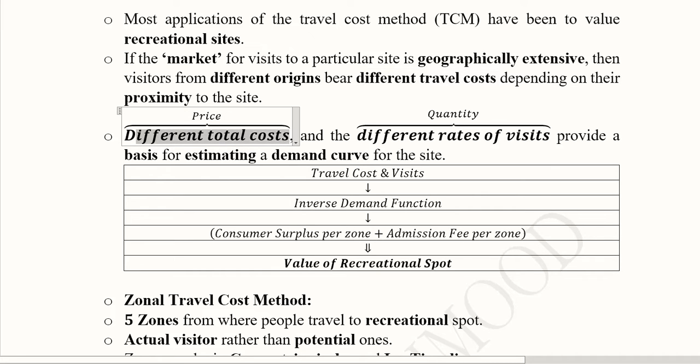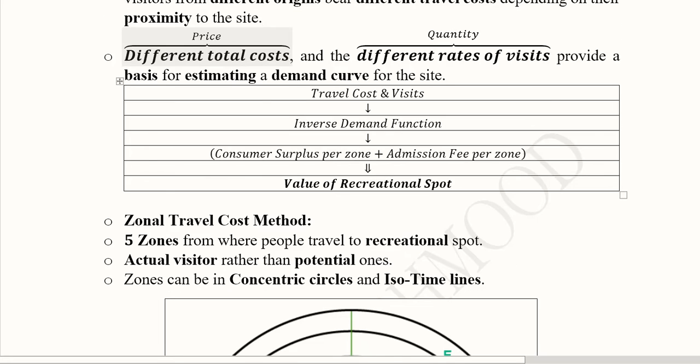There are different total costs, as we already understood, and they will give rise to different rates of visits. The lower the travel cost, the more are the visits. And that basically gives us the basis for estimating a demand curve, because this is quantity and this is the price that people pay to travel.